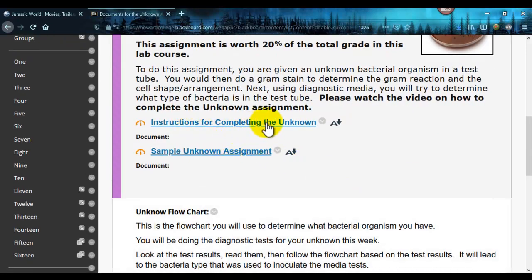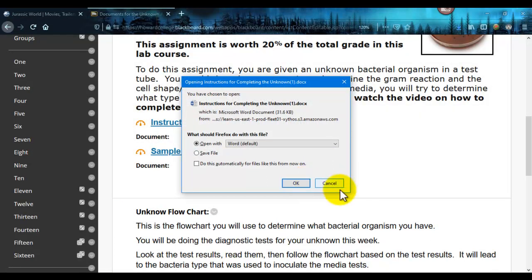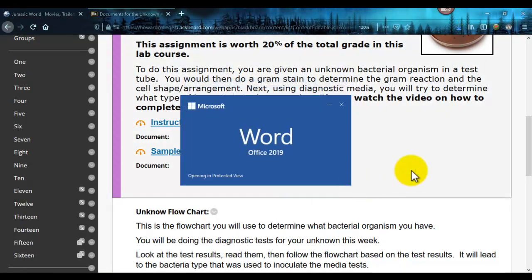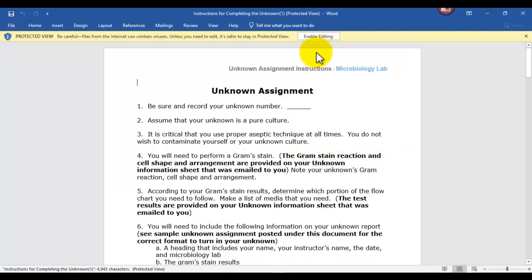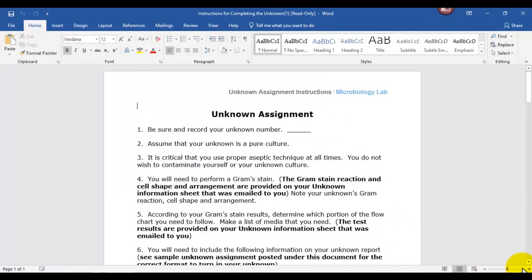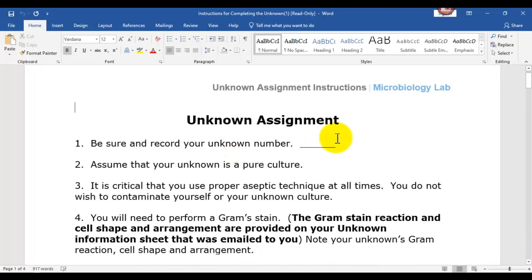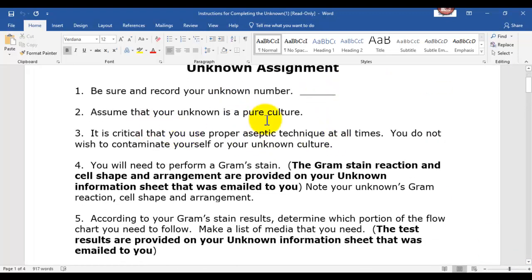So, instructions for completing the unknown. I'm going to click on this, and then I'll show you the flow chart. And I will, of course, go over this in lab as well. So here it is. Every unknown is going to have a number. Assume it's a pure culture. That means it only has one organism growing on it. And you are going to follow aseptic technique.